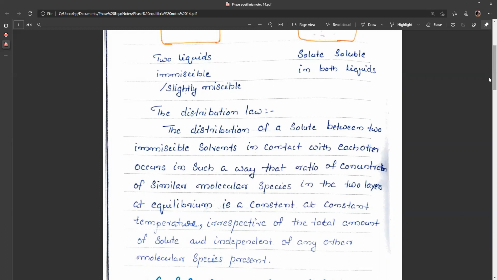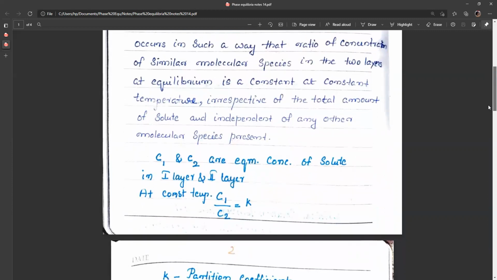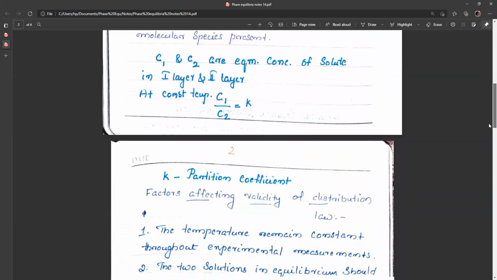The distribution takes place in a constant ratio, that is, the ratio of concentration of similar molecular species in two layers at equilibrium is a constant at a constant temperature. This is given by Nernst distribution law. It is independent of the total amount of solute and independent of any other molecular species present. C1 and C2 are the equilibrium concentrations of solute in the first layer and second layer. Then C1 by C2 is a constant, K, the partition coefficient.